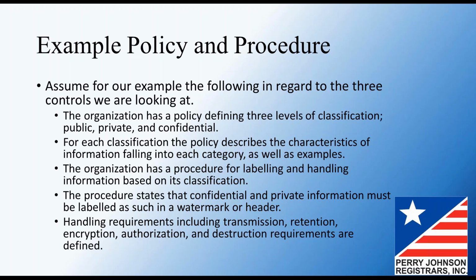So let's assume for our example the following in regard to the 3 controls we were just talking about. The organization has a policy. They've defined 3 levels of classification: public, private, and confidential. For each of those classifications, the policy describes the characteristics of the information falling into each category, as well as gives examples of each category. The organization has a procedure for labeling and handling information based on its classification. And the procedure states that confidential and private information must be labeled as such in a watermark or header. Handling requirements include transmission, retention, encryption, authorization, and destruction requirements for each of the 3 classifications.